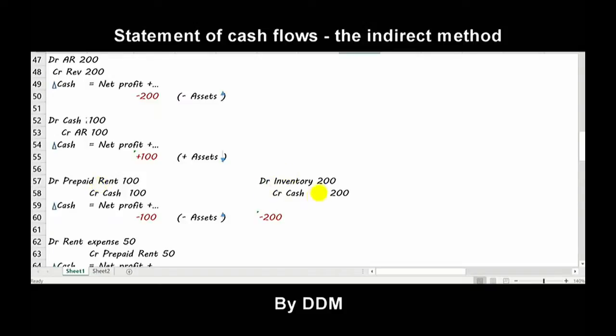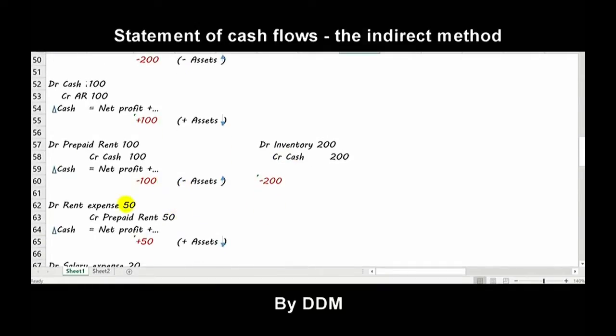Now, if we look at inventory, this is the same logic. When inventory increased by $200, we recognize that cash reduced by $200. So when the cash side reduced by $200, to make both sides equal, we need to subtract $200 from the net profit side as well. And this $200 is the increase in assets. That is our inventory.